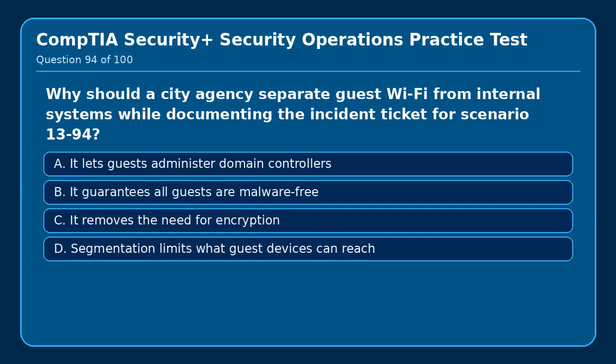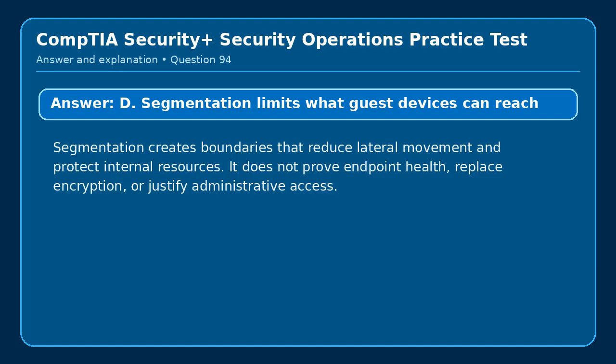Question 97. How should a hospital network prioritize two vulnerabilities when one has active exploitation and internet exposure during a service reliability review for scenario 13 to 97? A. Patch only systems with the lowest business value. B. Fix alphabetically by system name. C. Ignore exploit intelligence. D. Address the actively exploited internet-facing vulnerability first. Take a moment to choose your answer.